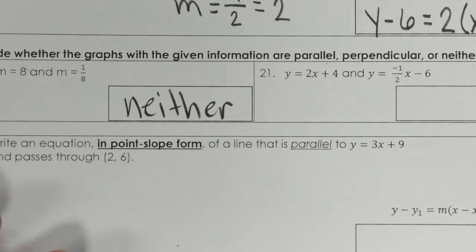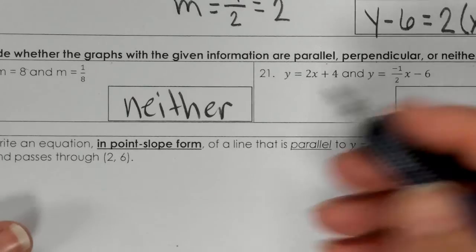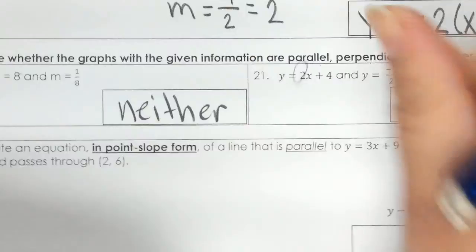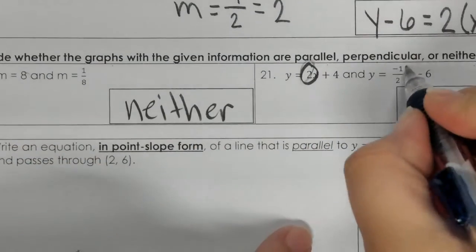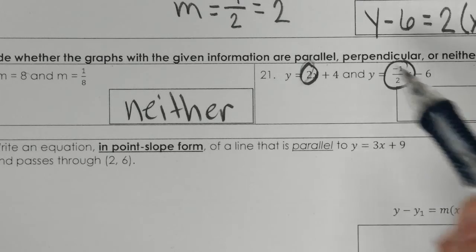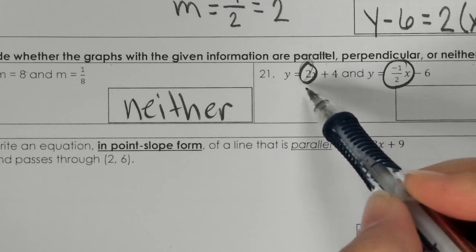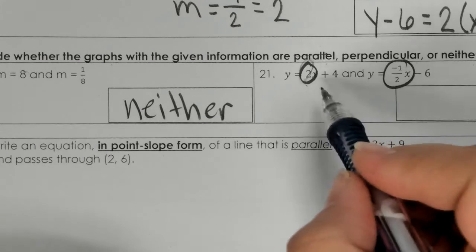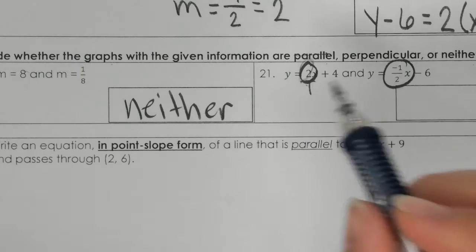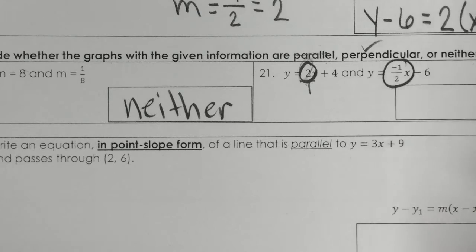If I look at 21, I would circle your slopes. So if I have a slope of 2, and I have a slope of -1/2. So they're not the same, so they're not parallel. They are reciprocals because 2 over 1 is 1/2 flipped. One's positive, one's negative, so they have to be perpendicular.